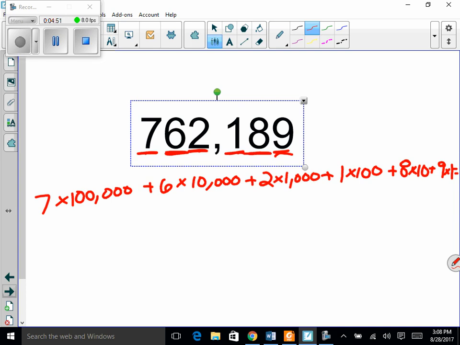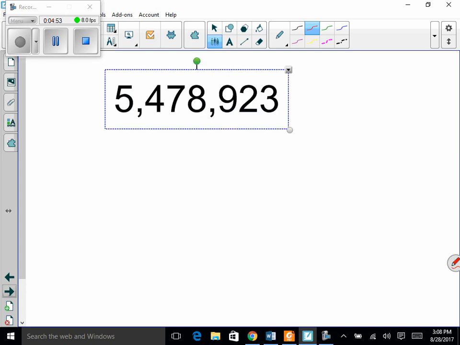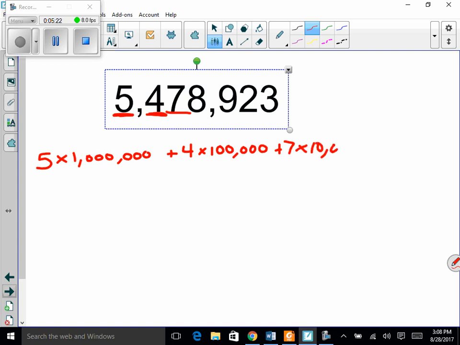Okay? So it works on that, but let's try even bigger numbers. Now we're into the millions. This is what we have to know. So once again, start at the far left. We have 5, and that is in the millions place. And we add in the 4, which is in the hundred thousands place, plus 7, which is in the 10,000s place.